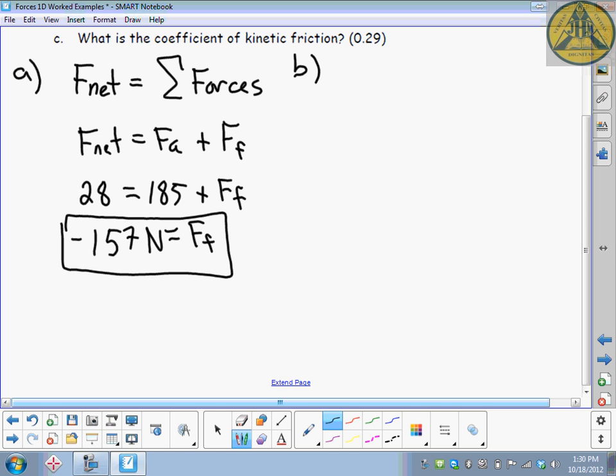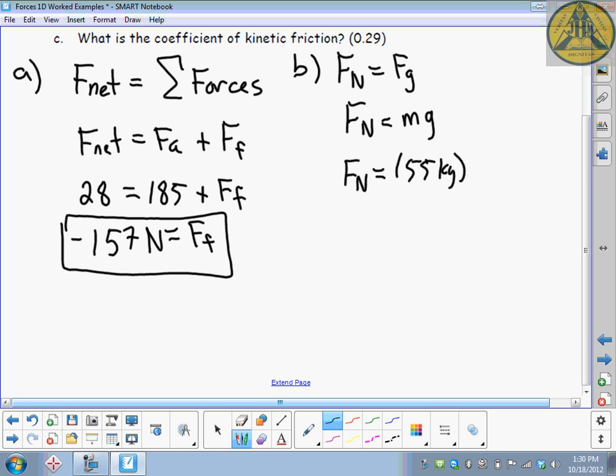B asks, what is the normal force? Well, for us, the normal force is going to be the force of gravity. Okay? And so that equals mass times the acceleration of gravity. The mass is 55. Acceleration of gravity 9.81 meters per second squared, if you want to put the units in there. So kilograms times meters per second squared gives us the Newton unit for force, and that comes out to be about 540 newtons.